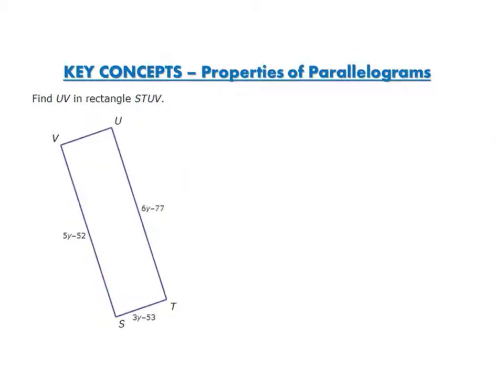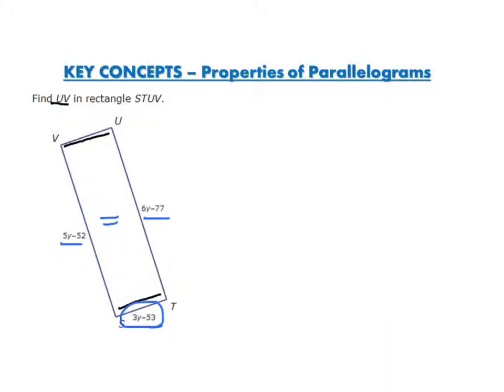This problem wants us to find UV in rectangle STUV. So it wants us to find the length of this side of the rectangle. So it is equal to this side. So I don't know what this side or what Y is, so I'm going to have to use this side equals this side before I can figure out what that side is. And once I know what the length of ST is, I can find out the length of UV.